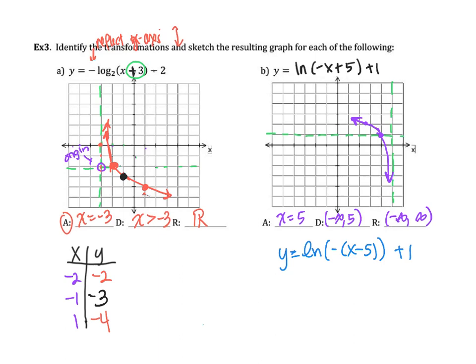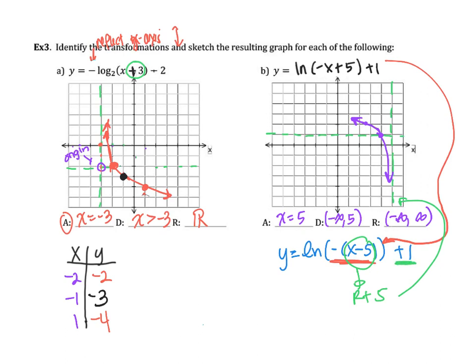Okay, so did you get the graph that I have over here? Notice I took this equation and I rewrote the inside. I factored out a negative. So now I can see here that I have to move to the right 5 units. So I relocated my y-axis to the right 5 units. I relocated my x-axis up 1 unit. So this right here is my new origin.